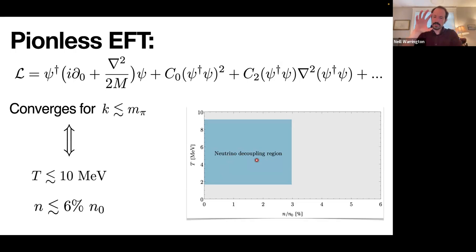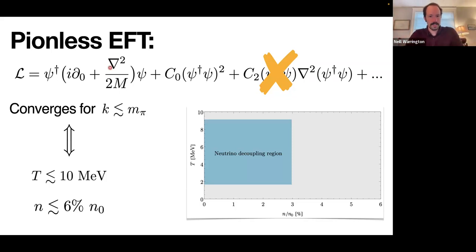So the neutrino decoupling region lives squarely within the domain of convergence of pionless EFT, and this is why we are choosing this for this problem. It's the simplest possible EFT that can get the job done. Now, what I'll show you today gives just the results of the leading order theory. This is already a hard enough problem. So we've got no C2 operators in here, if you know what that means.